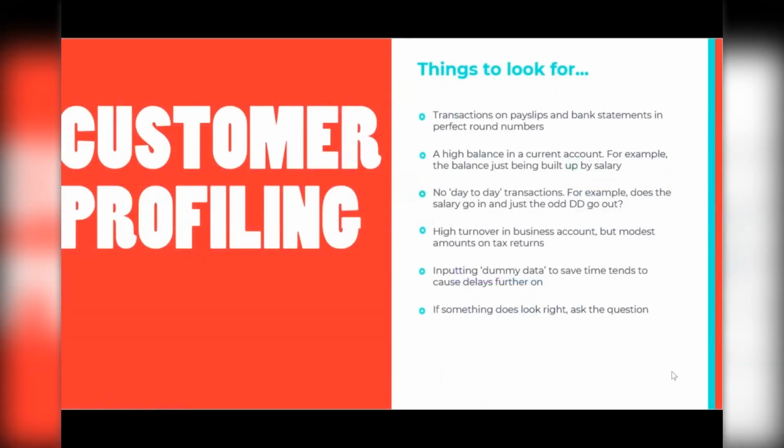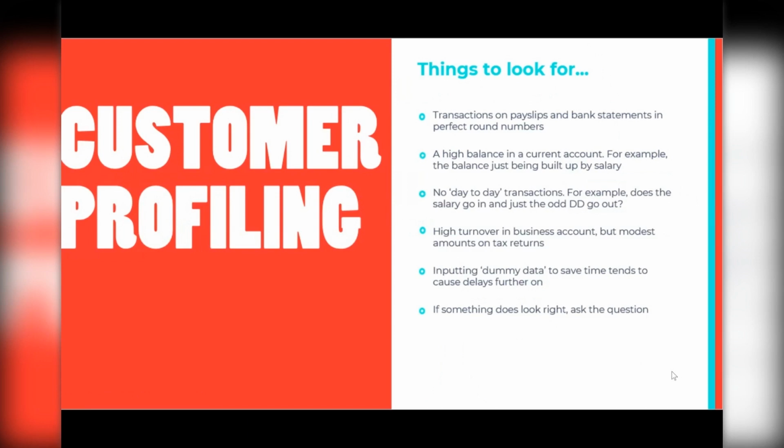Okay. So first things to look for in your customer profiling is the transactions on your pay slips and your bank statements. Just have a look out for things like perfect numbers. So say, for example, you've got 3 pay slips, which are the exact same figures on the tax and the national insurance. So £150 every single month or every single week, for example.